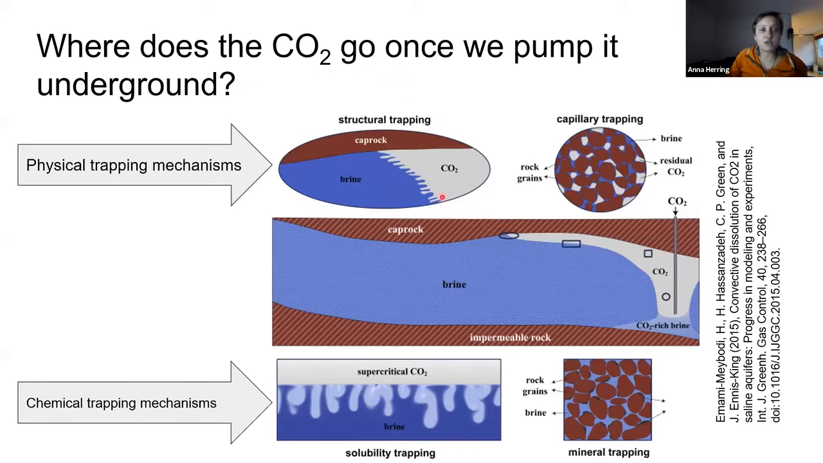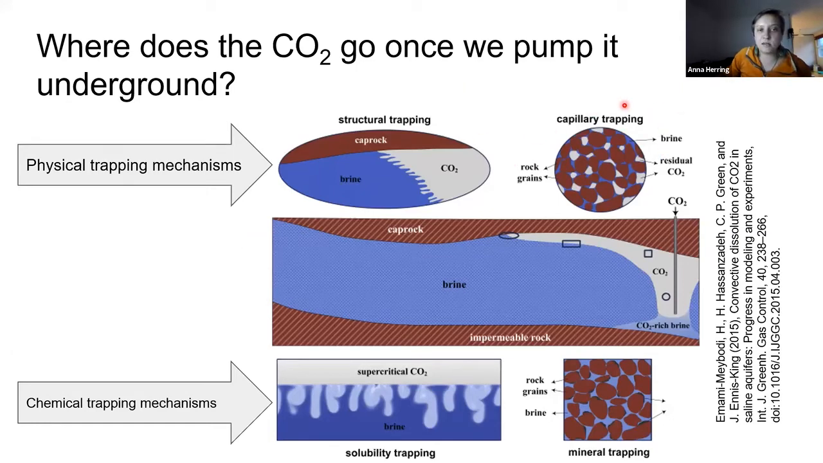First one is structural trapping. As I mentioned previously, we're trying to find layered systems where we can inject the CO2, and that ensures that there's an impermeable cap rock on top of the CO2 that helps to hold it just physically down.